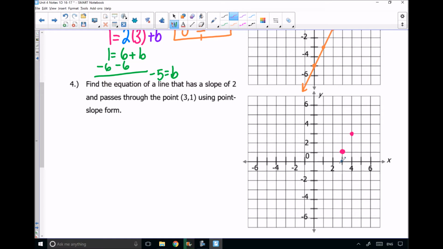But I want to figure out my y-intercept. So to figure out my y-intercept, I can just go down 2 over 1 because that's still the same slope. Keep going down 2 over 1 and I end up at -5. So I get the same answer right here. Okay, so let me just connect my dots right here.